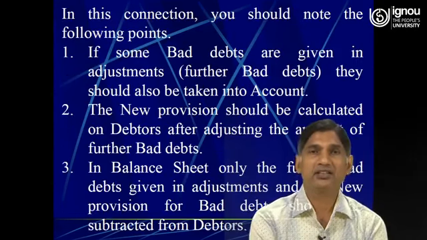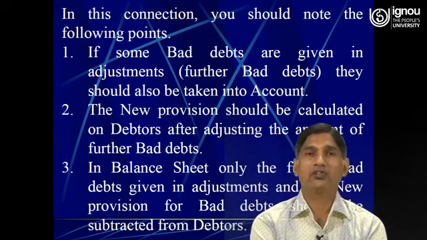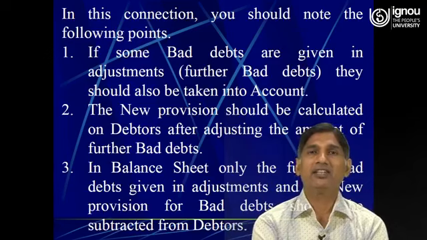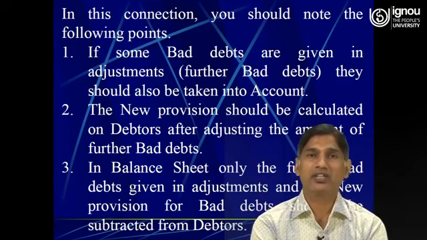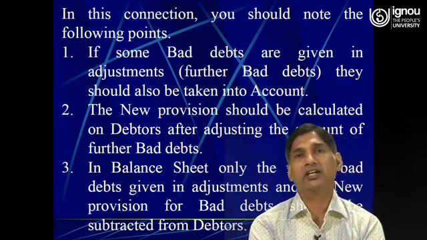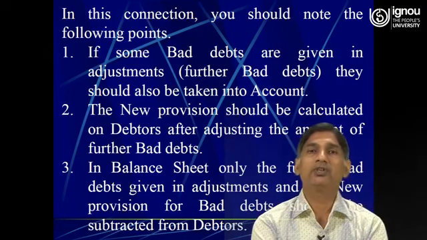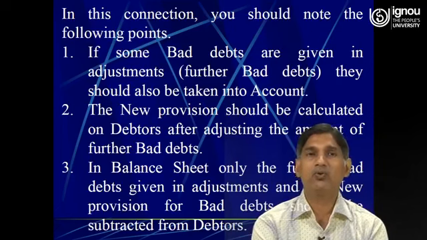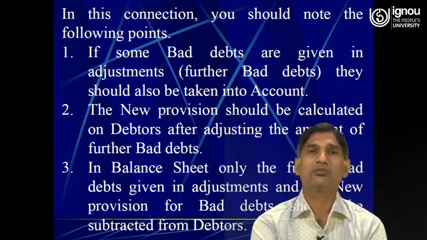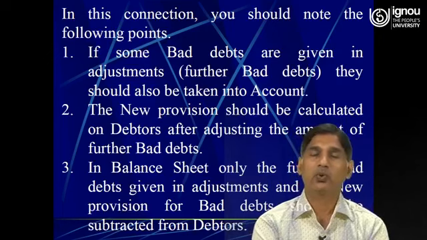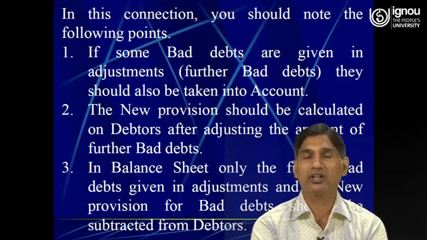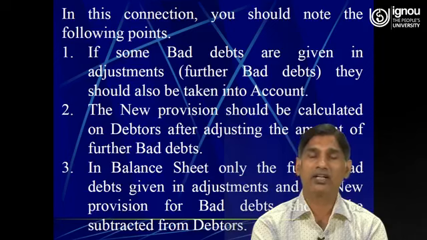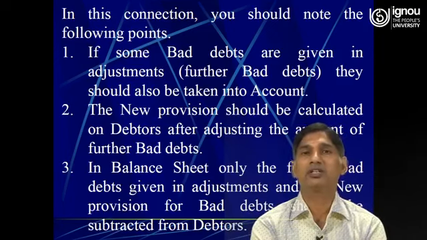In this connection, the learner should note the following points. The first one is, if some bad debts are given in adjustment, that is what we call further bad debts, they should also be taken into account. The new provision should always be calculated after deducting the amount of further bad debts from the amount of debtors. So only after deducting the amount of further bad debts from the amount of debtors, the new provision must be made. This the learner must always keep in mind.